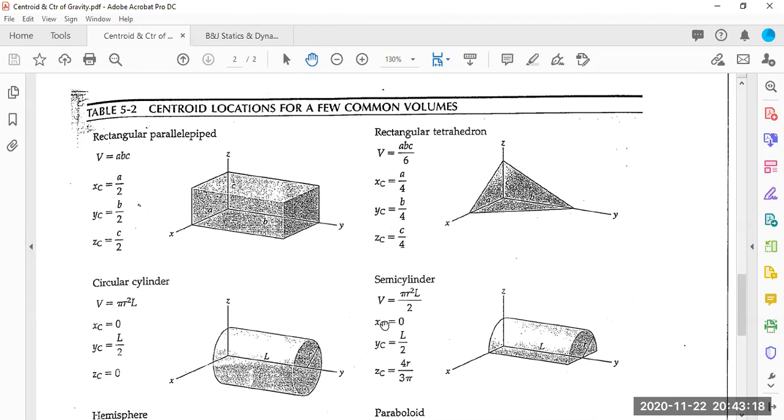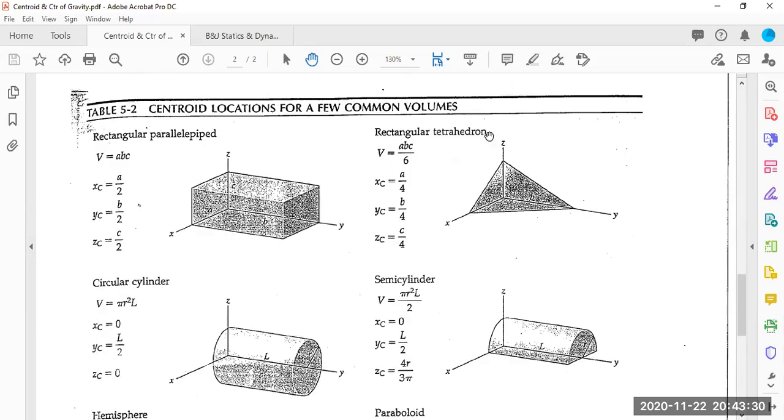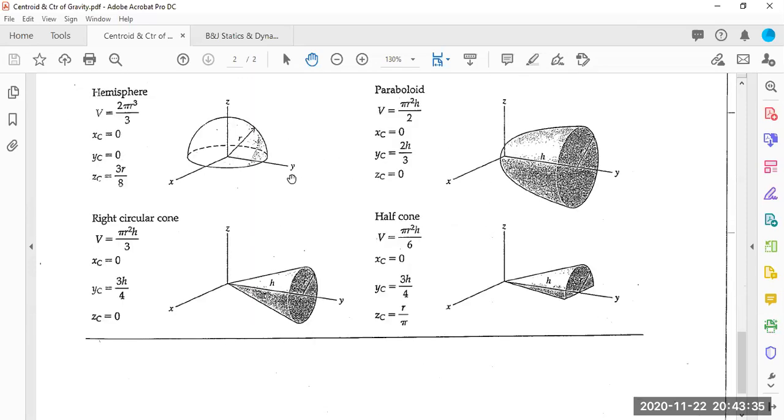And then if we're looking at centroids for three-dimensional objects, we certainly would know where the X, Y, and Z are for a rectangle. We also would need to know what it is for a cylinder, semicircle, a triangular rectangle, tetrahedron. And then there's a hemisphere, a paraboloid, I believe, and then a cone, and then a half cone.